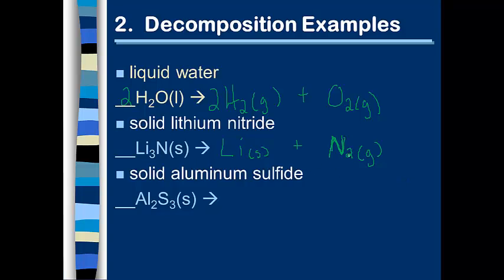Okay, I'm going to balance the nitrogen first. I'm going to show you why. I'm going to put a 2 here in front of the entire compound to balance the nitrogen. Then I can balance the lithium because 2 times 3 is going to be 6. Okay. Then lastly, I've got solid aluminum sulfide.